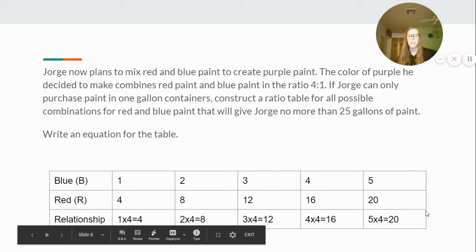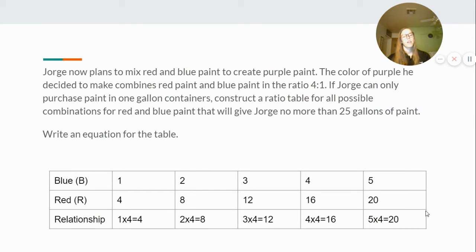Okay, so now let's look at this here. Jorge now plans to mix red and blue paint to create purple paint. The color of purple he decided to make combines red paint and blue paint in the ratio of 4:1. So 4 gallons of red to 1 gallon of blue. If Jorge can only purchase paint in 1-gallon containers, construct a ratio table for all possible combinations for red and blue paint that will give Jorge no more than 25 gallons of paint.